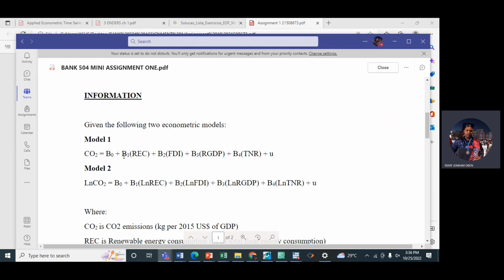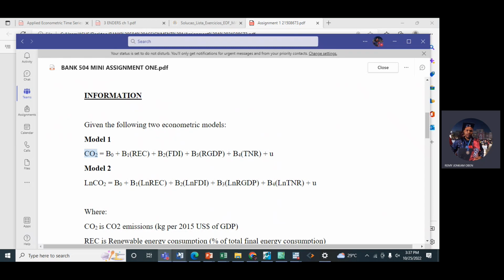Okay, this is the assignment. So for model 1, you see our dependent variable is carbon dioxide. In fact, for all models, the dependent variable is carbon dioxide. So we want to know how all these variables, I think this is renewable energy consumption, this is foreign direct investment, this is gross domestic product, this is total natural resources rents. So we want to see how each of these independent variables affects the dependent variable. If you are interpreting graphs, the first thing you need to know is your dependent variable. That's our dependent variable.